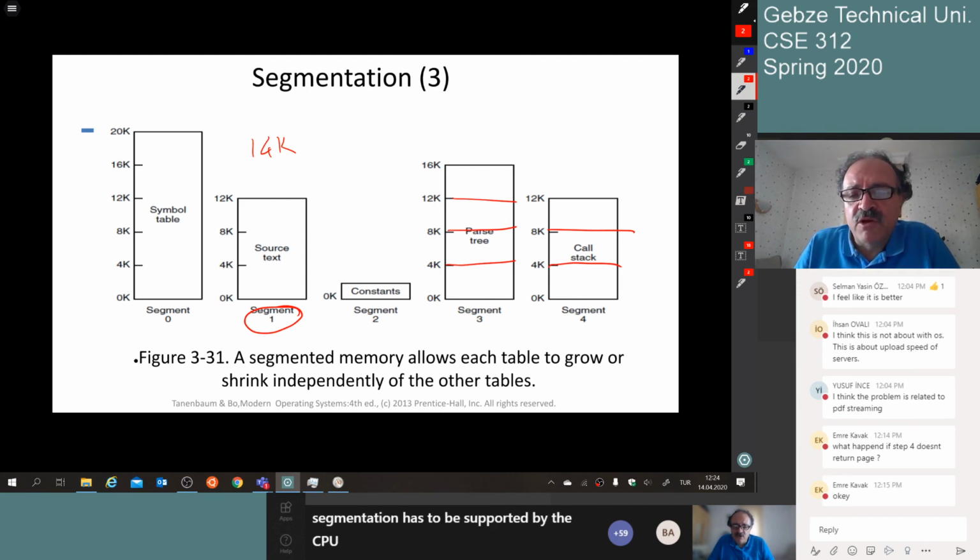We will talk about segmentation next week, and we will close up this chapter number 3 about memory, and I will start talking about our secondary storage.